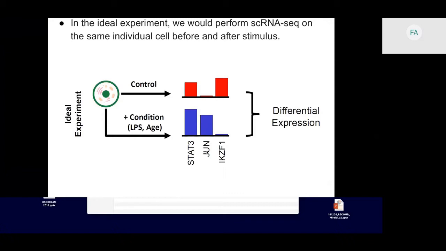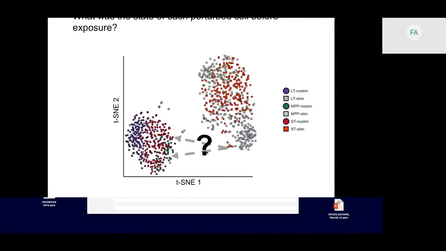But of course, this isn't really possible because for most protocols, we have to lyse the cell and get the RNA out, so you can't do the same experiment on the exact same cell. So obviously the next best thing is to do something like single cell sequencing on a bunch of cells before stimulus, a different set of cells after stimulus, and then try to compare them in order to figure out what the stimulus is doing to each cell.